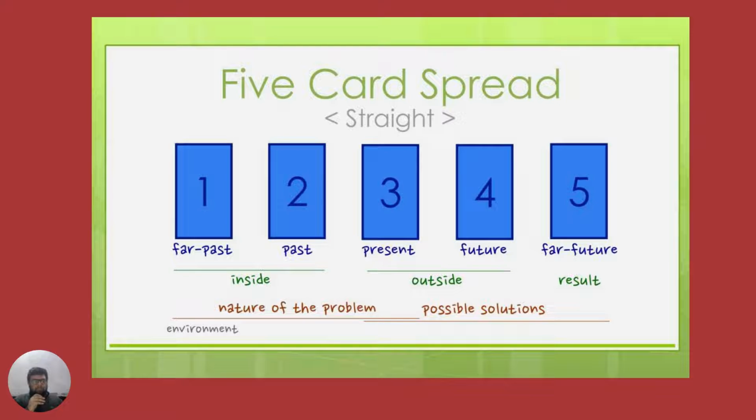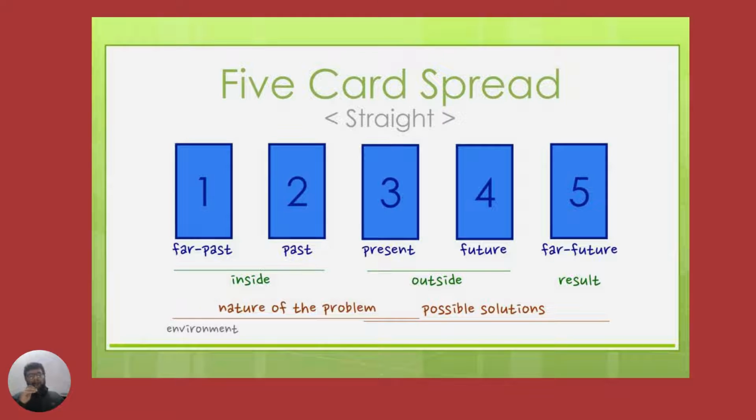In a single card, you just have one card, and it can be either positive or negative, but here you have five cards, any of which can be a positive card or a negative card, and you have to see those cards in total and then give the reading.